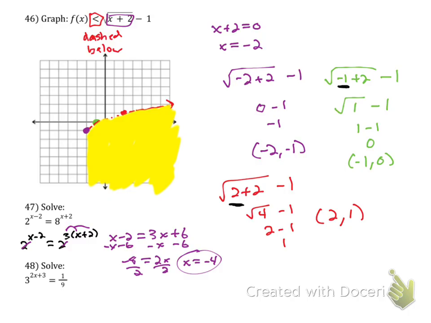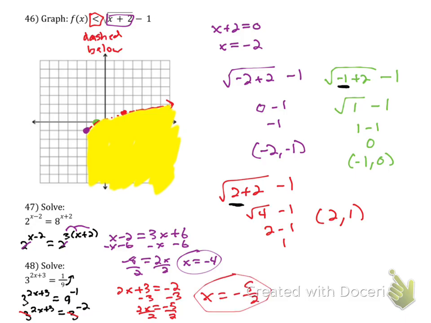48, same thing. Need to get the same base. Bring up the 9. 3 to the 2x plus 3 equals 9 to the -1st. 9 becomes 3 squared, so that'll be 3 to the -2nd. Drop the base. 2x plus 3 equals -2. X equals -5/2 there. All right. Last 2 questions here.